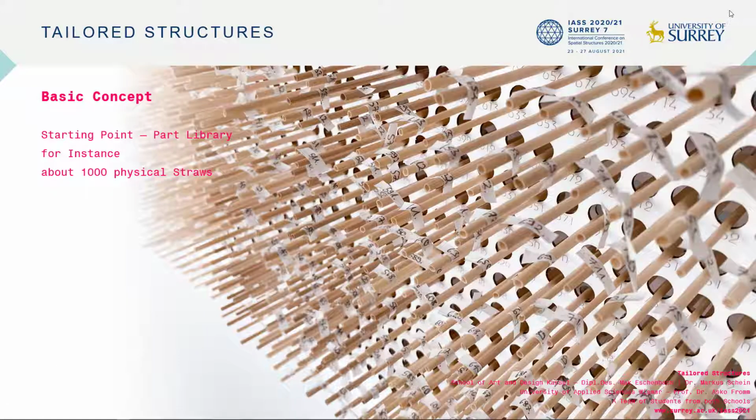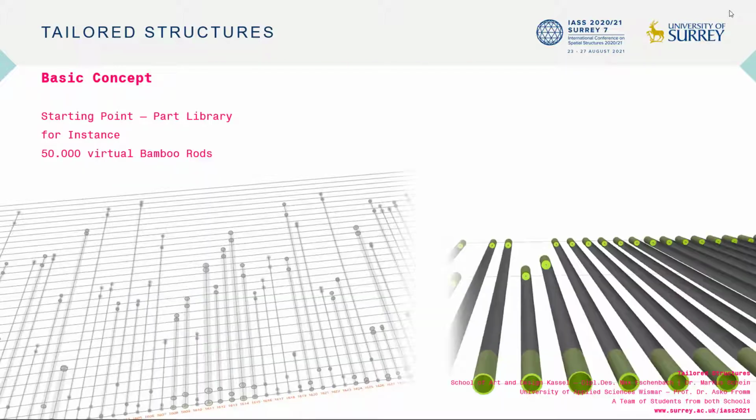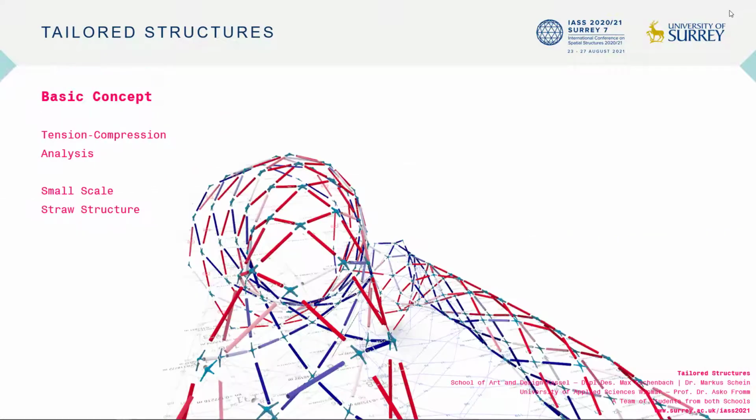What is our approach? Our starting points are libraries of inhomogeneous parts, like for instance this physical library of roughly 1,000 individual natural straws, or like this stochastic simulation representing a larger stock of 50,000 bamboo rods. From such part libraries we are initiating a design process which gradually evolves towards one of the most efficient specimen, to the best solution within the possibilities of our library members.